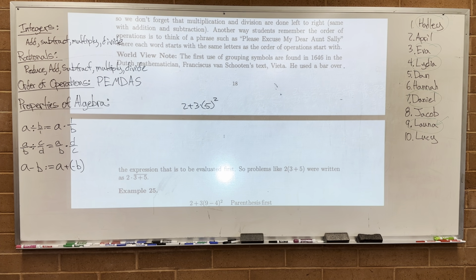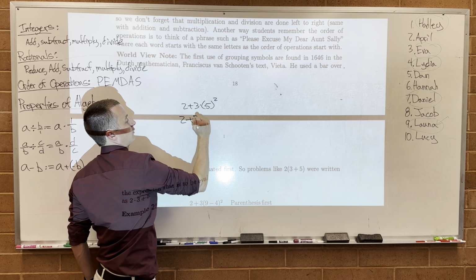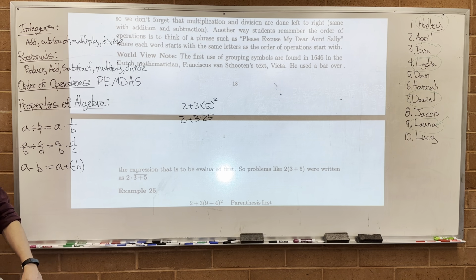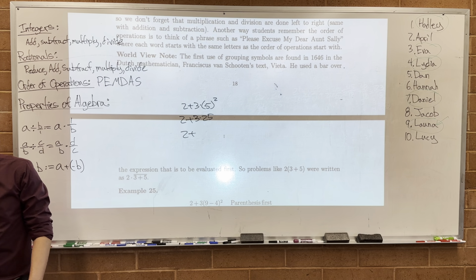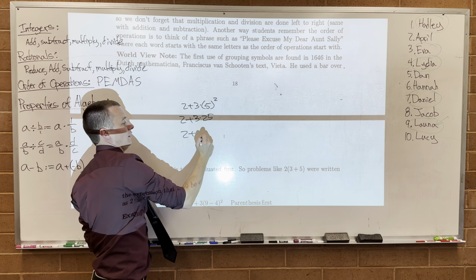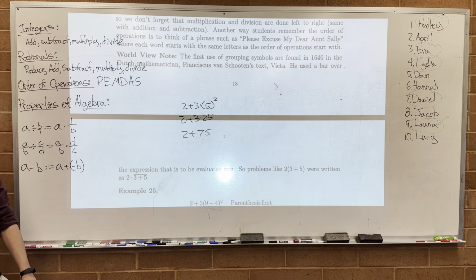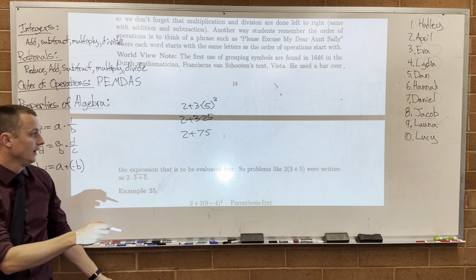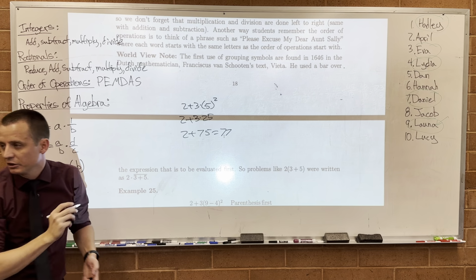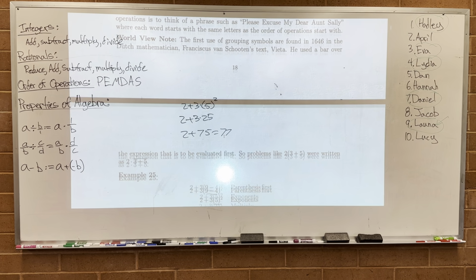All right, step 2, what do we do? Exponents. So we have our exponent there. What's 5 squared? 25. So that's the same as 2 plus 3 times 25. Now what's next? Multiplication. So this is 2 plus 75. Wonderful. And then what do we do next? Divide. Well, we don't have any of those. So now add, and we get 77. And then subtract. Oh, we don't have any of those. We're done. Make sense? Let's look for another example.